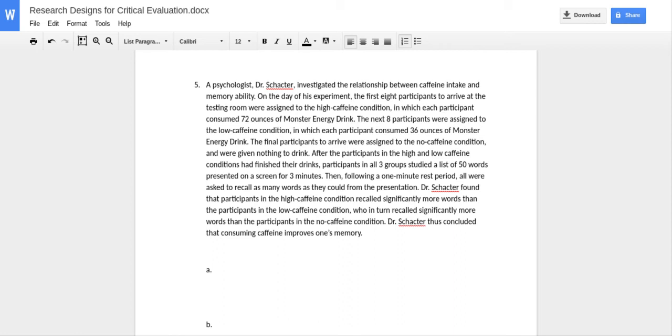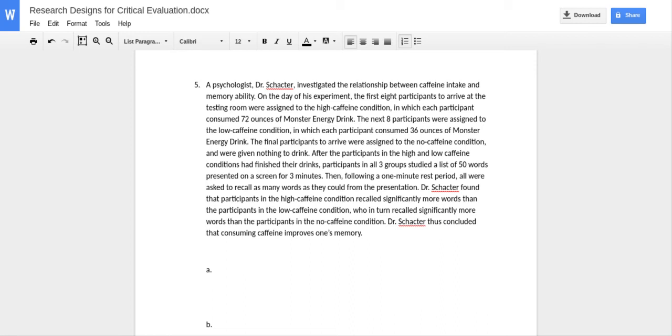After the participants in the high and low caffeine conditions had finished their drinks, participants in all 3 groups studied a list of 50 words presented on a screen for 3 minutes. Then, following a 1-minute rest period, all of them were asked to recall as many of the words as they could from that presentation.